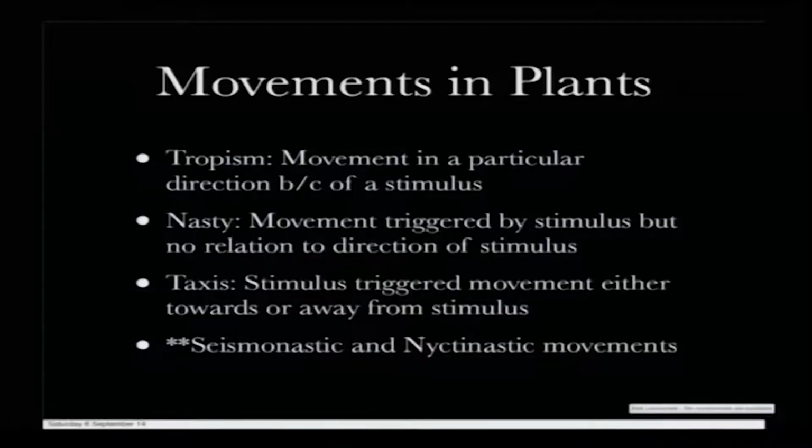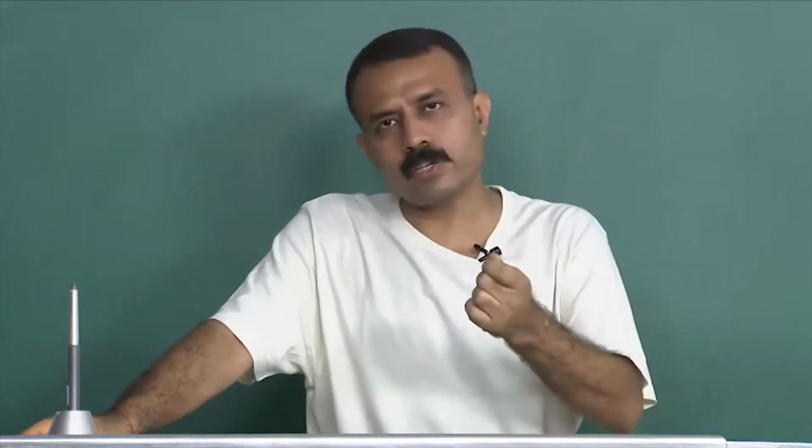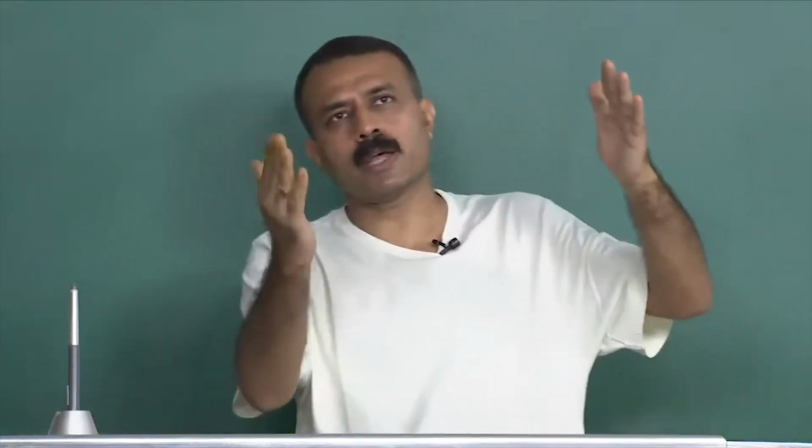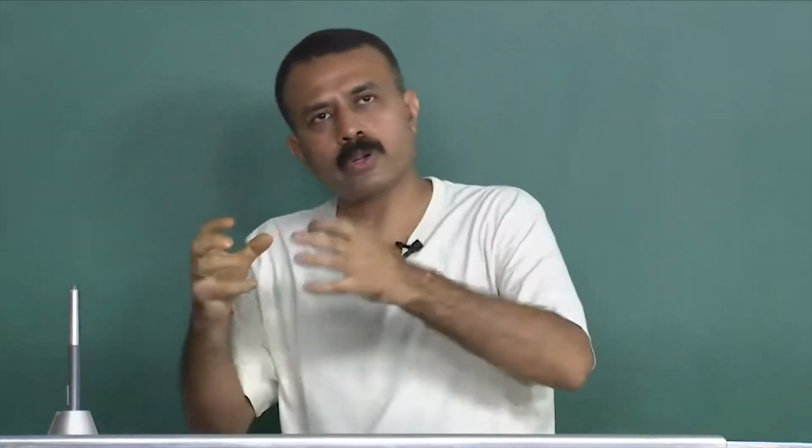Then there is something called nasty. Nasty is basically the movement triggered by a stimulus, but with no relation to the direction of the stimulus. So, the basic difference between tropism and nasty is, in the case of nasty, you do not have any directional or vector sense. If there is a stimulus, they will respond to the stimulus. Whereas in the case of tropism, the directionality component matters. Depending on the position of the sun, the plant is orienting itself in order to derive as much solar energy as possible. This is just one of the examples.